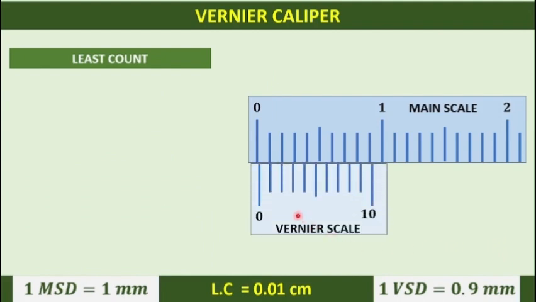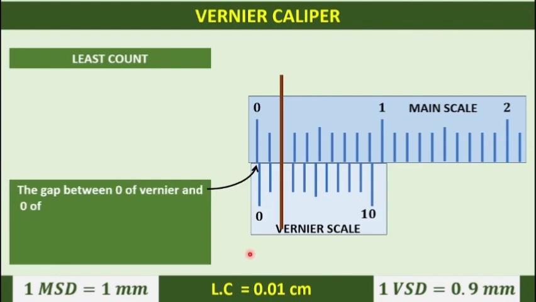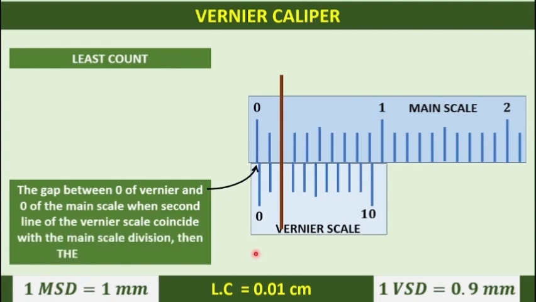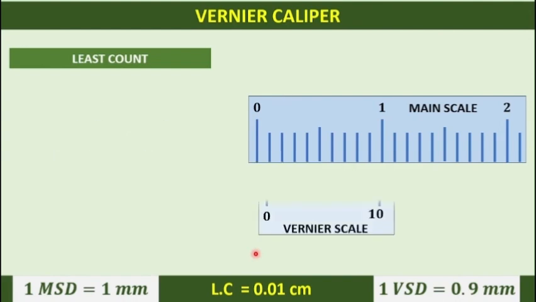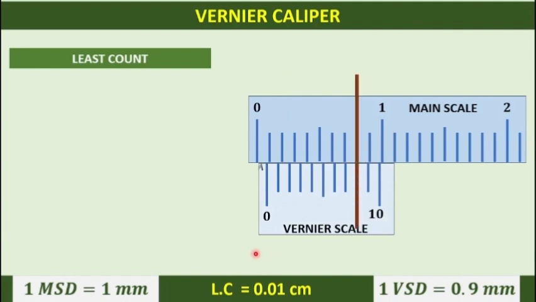Here, the second line coincides. When the second line coincides, the gap is a little bit more, and this gap equals 0.02 centimeter. The gap between the 0 of the vernier and the 0 of the main scale, when the second line of the vernier scale coincides with a main scale division, equals 0.02 centimeter. It equals 2 MSD minus 2 VSD. When we continue, we get 0.02 centimeter.